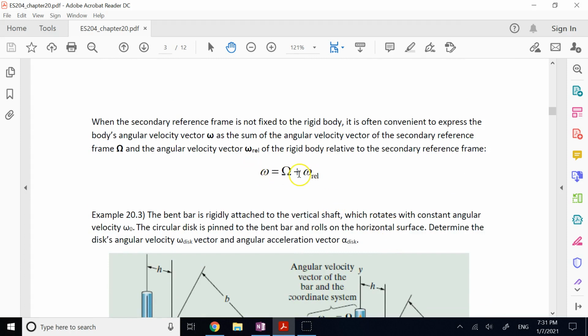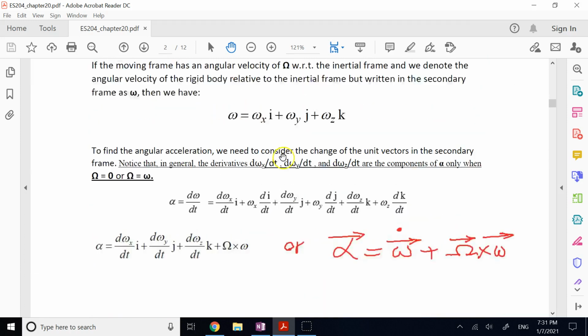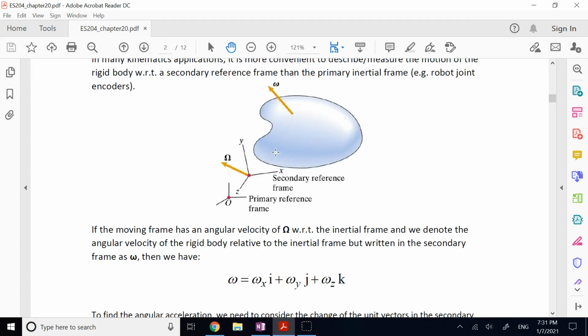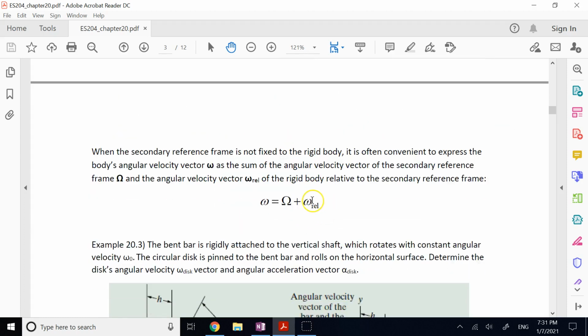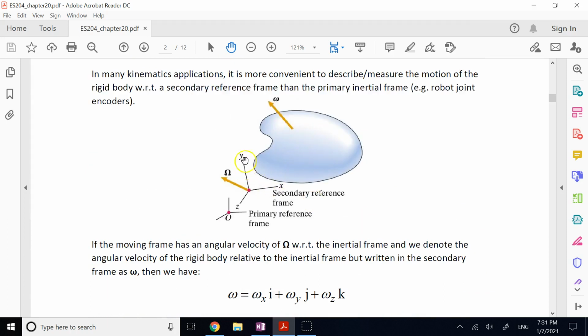And the other thing is, if I somehow know the relative omega, if I know the omega of the rigid body with respect to the secondary frame, I call it omega relative. So I know exactly how this rigid body is rotating with respect to the secondary frame, I call it omega relative. And I know how the secondary frame is rotating with respect to primary, I call it cap omega. Then omega of the rigid body with respect to the primary is going to be the sum of those, right?